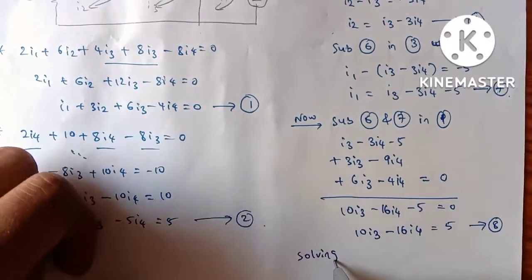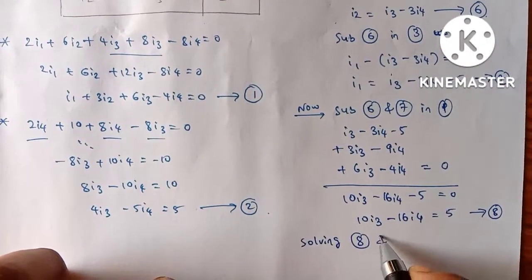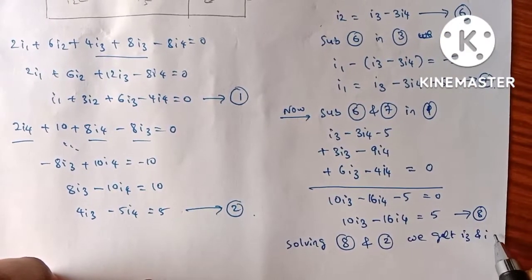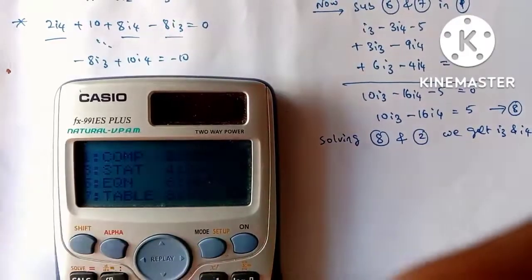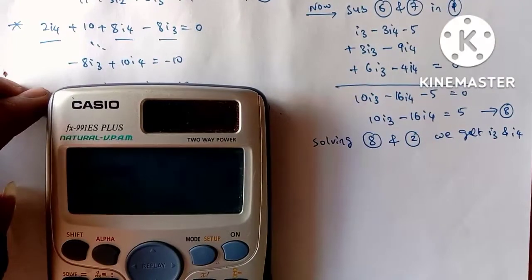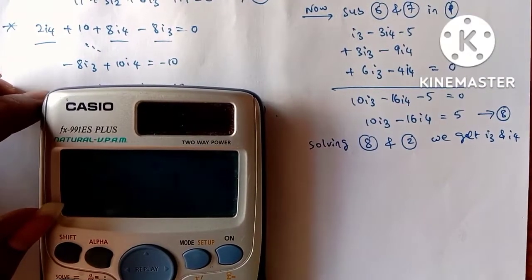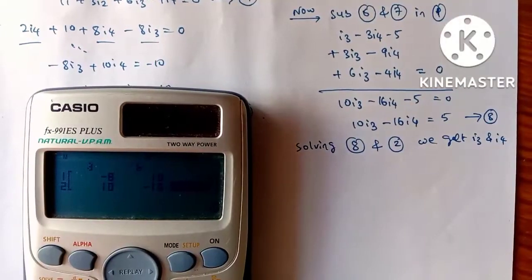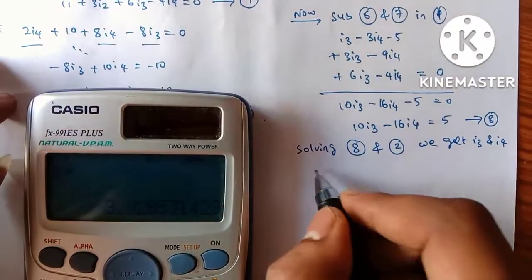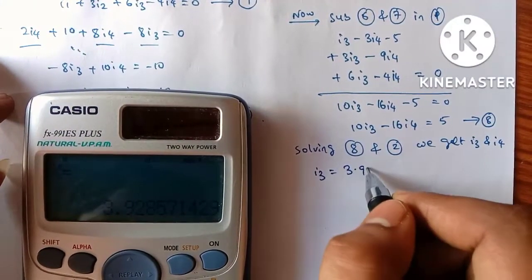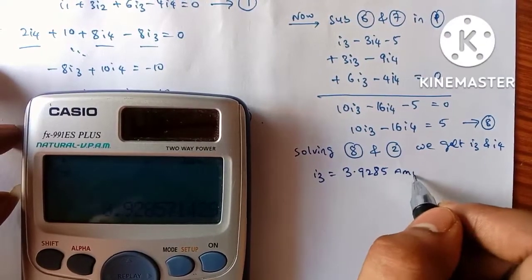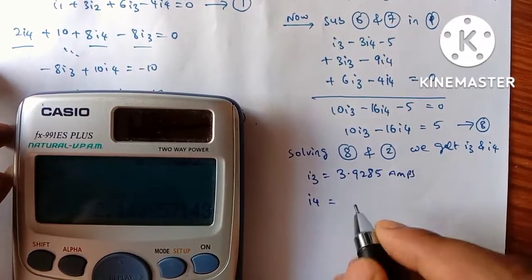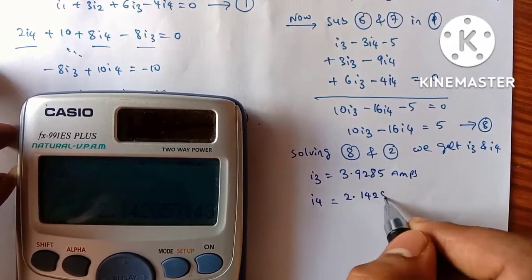Solving equations 8 and 2, we get I3 and I4. We get I3 equals 3.9285 amps and I4 equals 2.1428 amps.